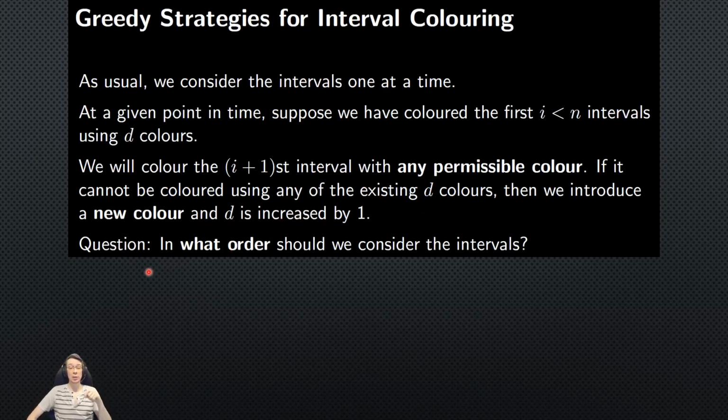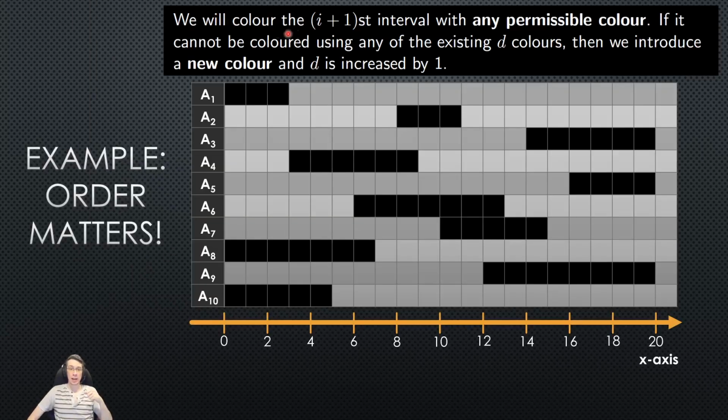And the question is, in what order should we consider the intervals? And of course, the order that we consider them in will encode our local evaluation function for selecting the interval. So we're going to color the I plus 1th interval with any permissible color, and the order that we consider these intervals in is going to matter. So let's see if we just color them using the basic input order.